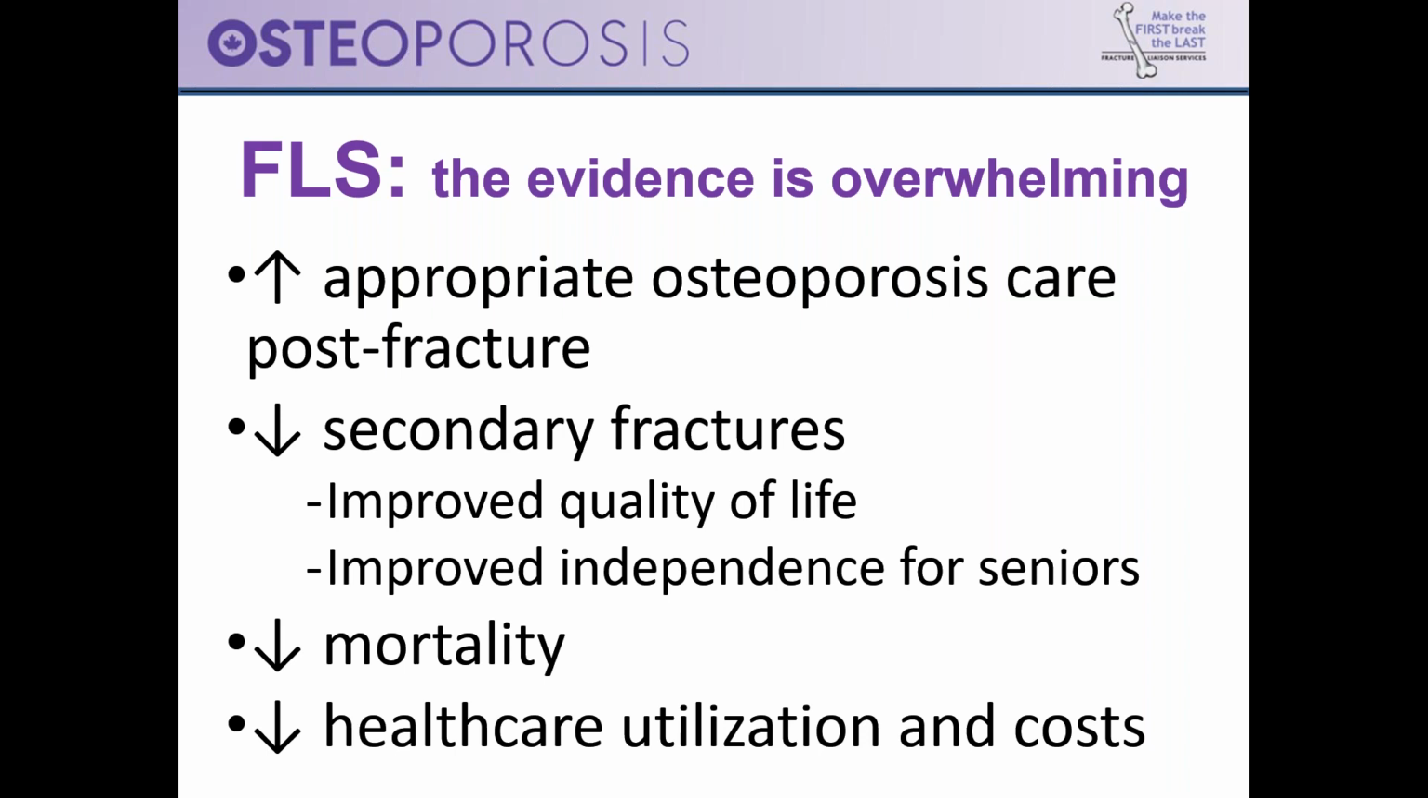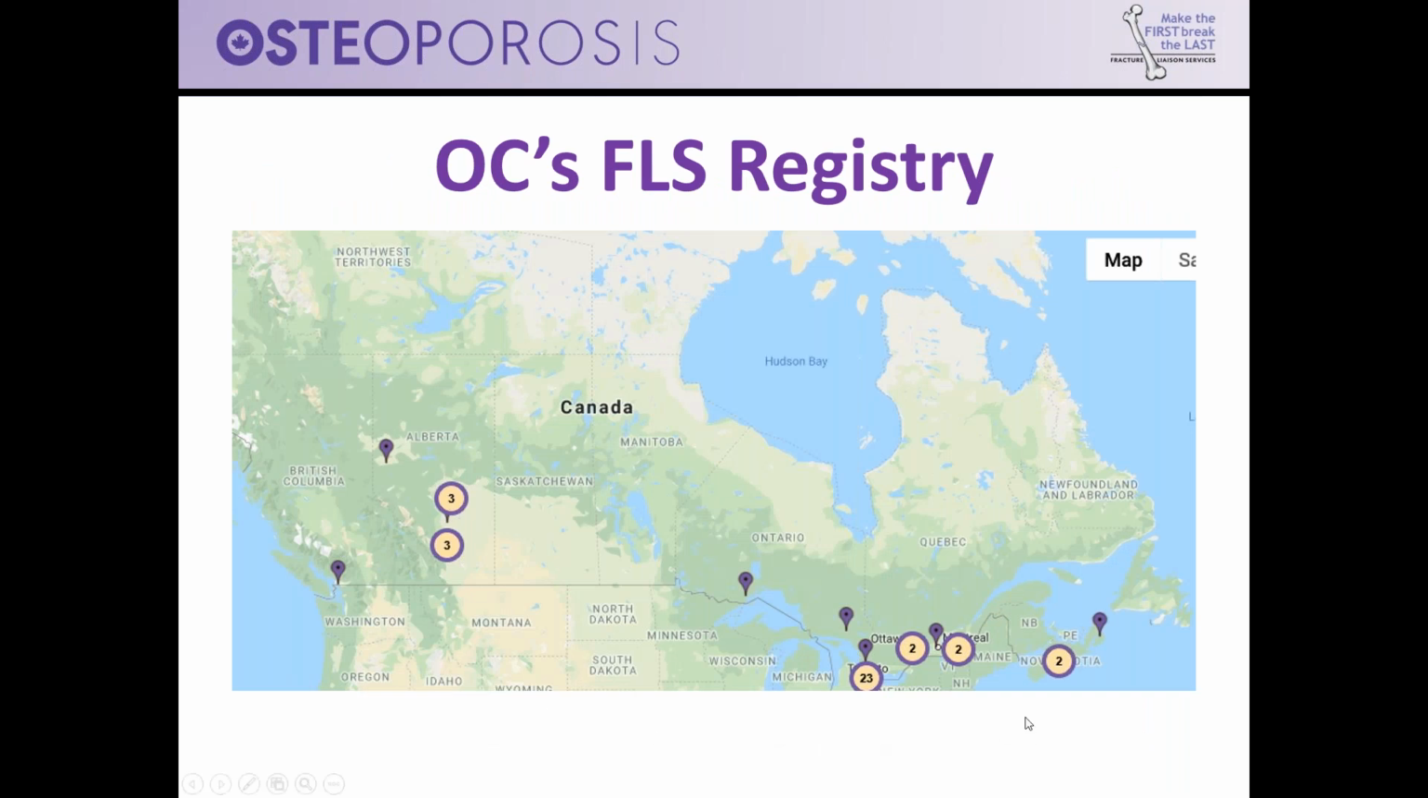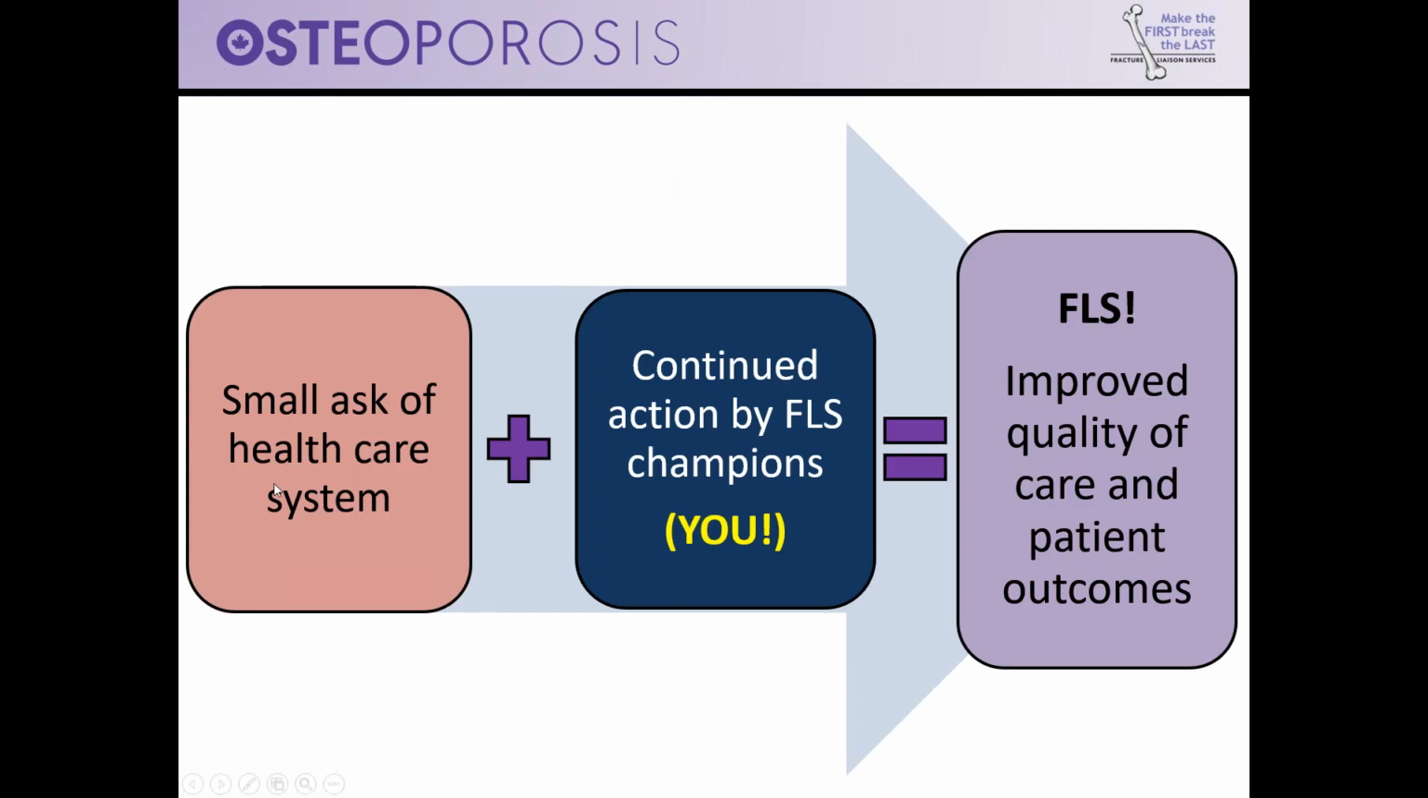So the evidence is overwhelming. FLS does improve appropriate care. It decreases secondary fractures. It reduces mortality. It reduces healthcare utilization and costs. We've already talked about it, right? We are not doing so well. We have very sparse FLS in Canada right now, more gaps than not. It's a very small ask for the healthcare system, but it does need someone to act. And hopefully, if we do all that, we'll eventually end up with enough.